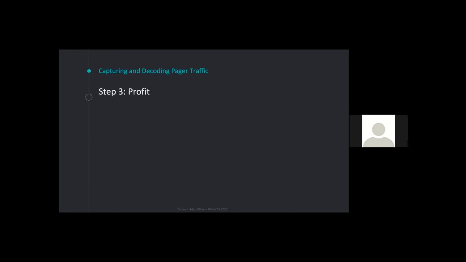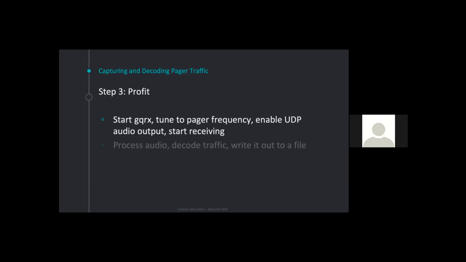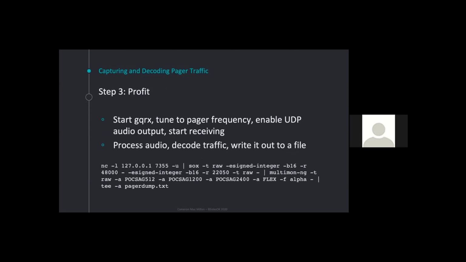So here's how you do it. Start GQRX, tune to the frequency you want, turn on UDP audio output, start it receiving. Process the audio, decode the traffic, write it out to a file, which will grow to a gig in size over the space of a year at least. And there's your command line for it. I mean, this is all it is.